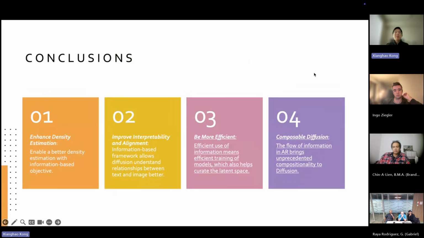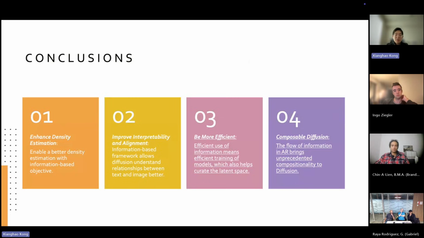So overall, from my presentation, we can draw some conclusions. One is that diffusion models can enhance density estimation when combined with information theory. The second is that an information-based matrix can improve the interpretability and alignment of diffusion models.